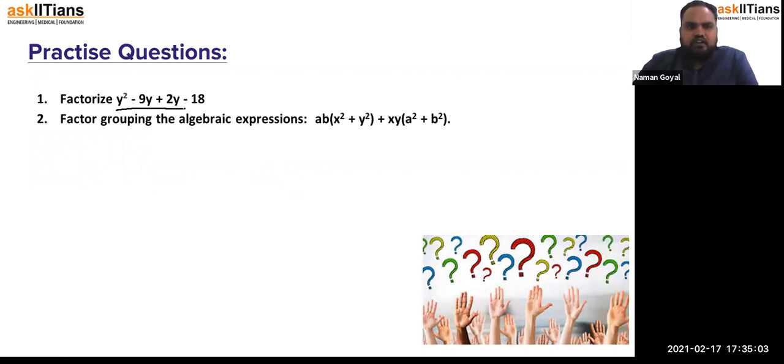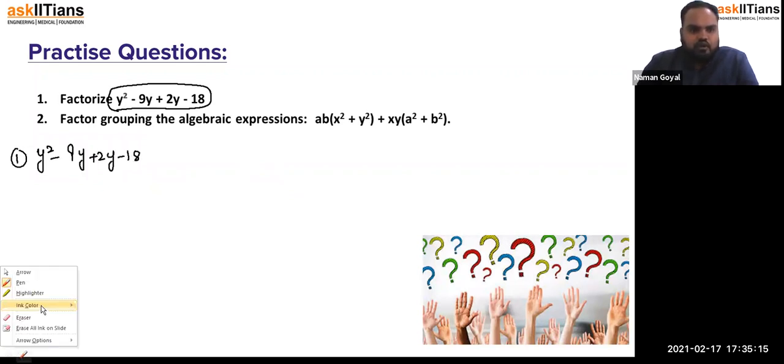Y square minus 9y, this question. Okay, first of all, I am going to write down the question. Y square minus 9y plus 2y minus 18. Okay, let's see. This pen is less visible, so I can take this pen. Okay, now y becomes common from these two.